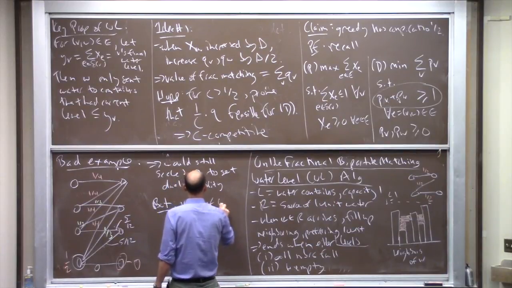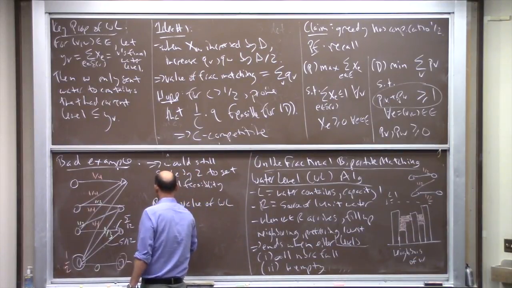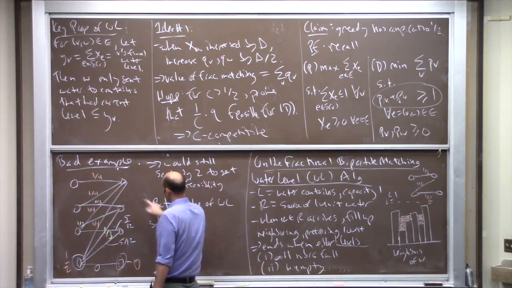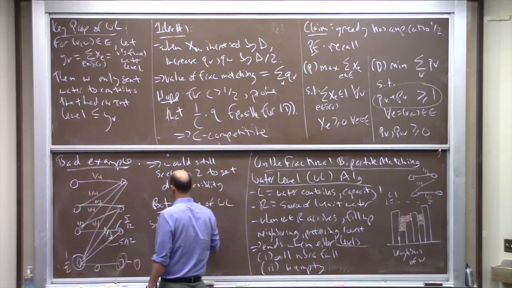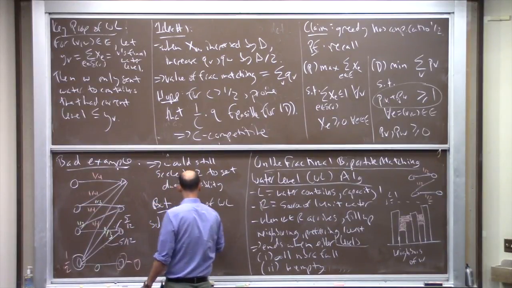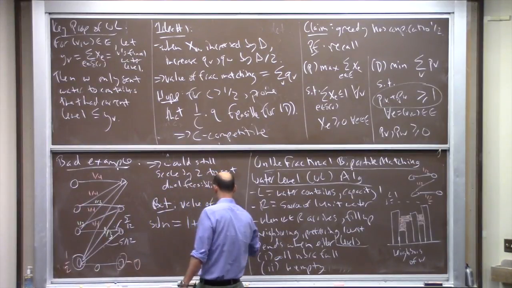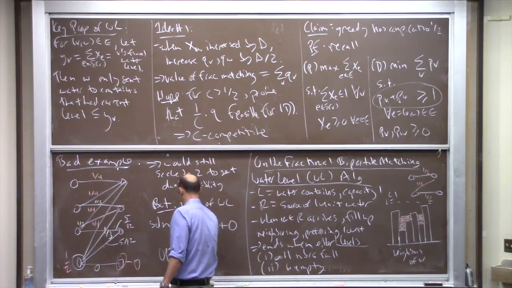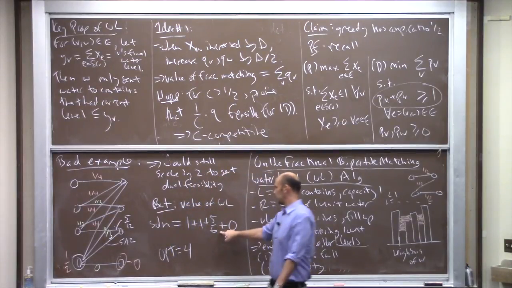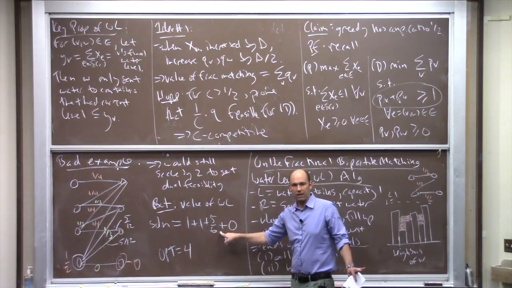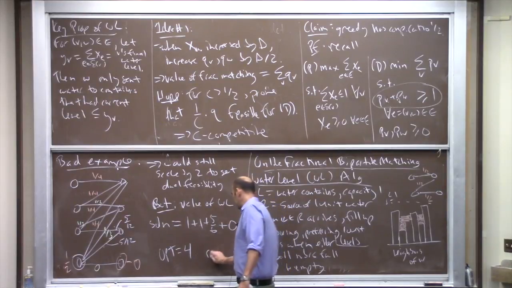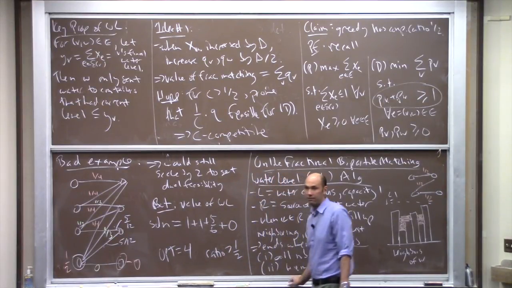So, the value of the water level solution. Okay, well, this one's fully matched, this one's fully matched, this one's matched up to 5/6, and this one's not matched at all. Whereas OPT is 4. But this is a lot bigger than 2, right? This is close to 3, okay? So the ratio in this example is certainly bounded away from 1/2.